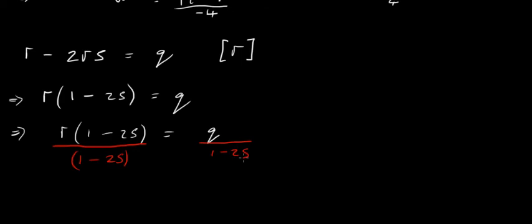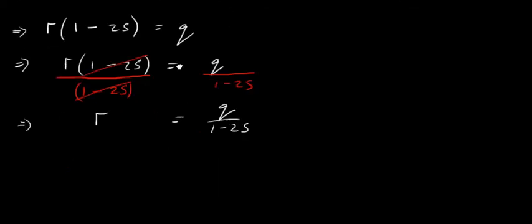1 minus 2s on both sides. All of this here will divide into all of this here to give me 1. And I'll just end up with r on the left hand side and q over 1 minus 2s on the right hand side. And that's it. Okay, let's just do another one then.